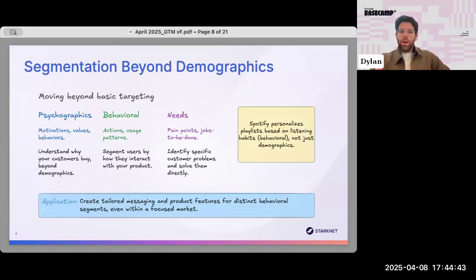You can have effective segmentation that goes beyond just your traditional segmentation. Some of this segmentation could be about what they do and why they do it.